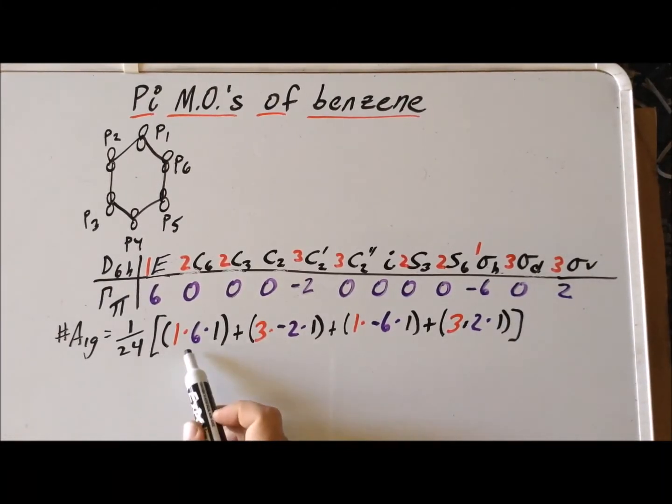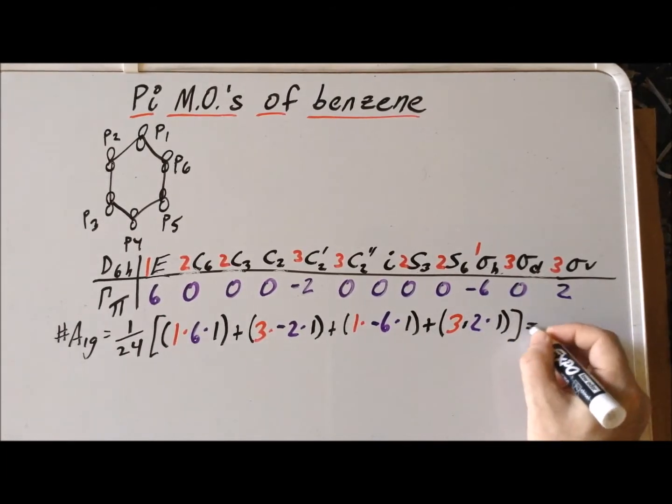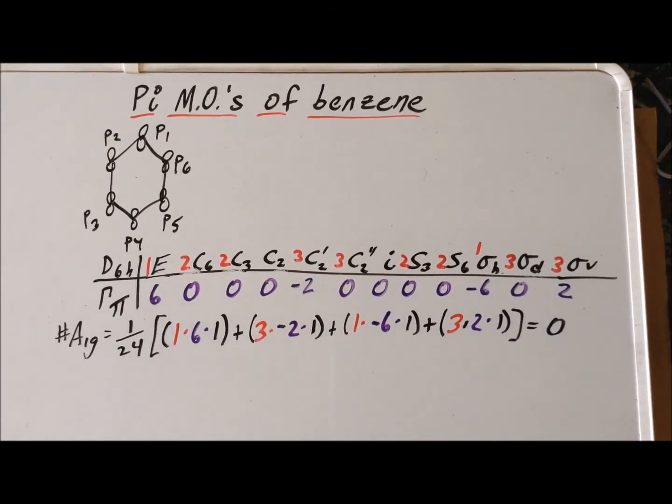So we notice we have 6, -6, -6 plus 6. So it turns out that there are no A1Gs in the reducible representation gamma sub pi. Now this may be surprising by comparison with sigma orbitals, where when we derive the sigma orbitals for a particular molecule, we will always have one combination that corresponds to the totally symmetric representation. This will not be true when we're deriving the pi molecular orbitals.